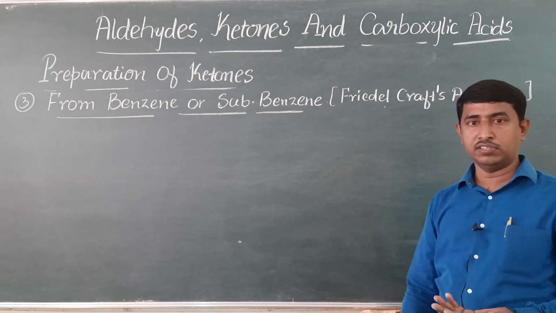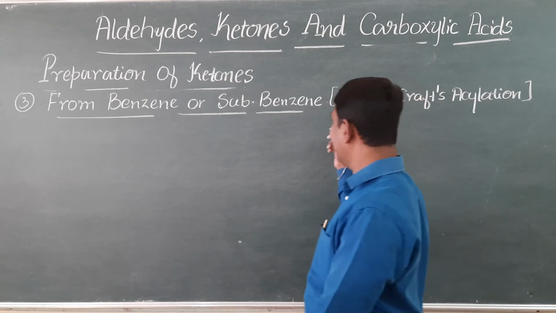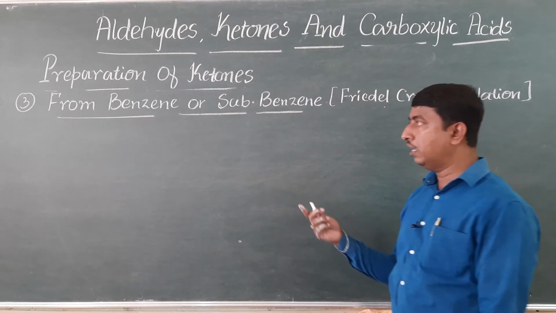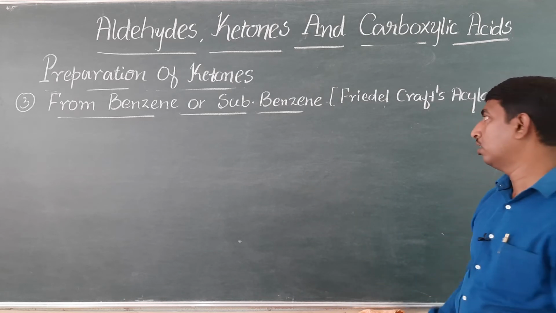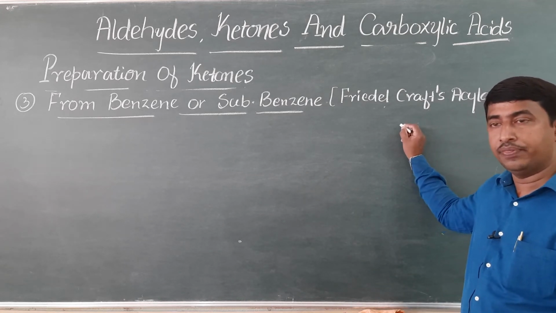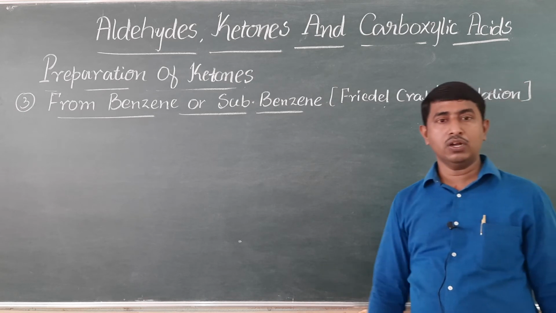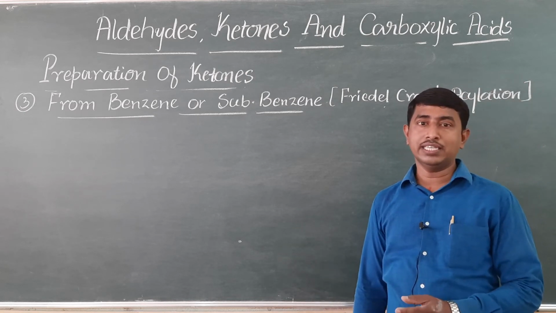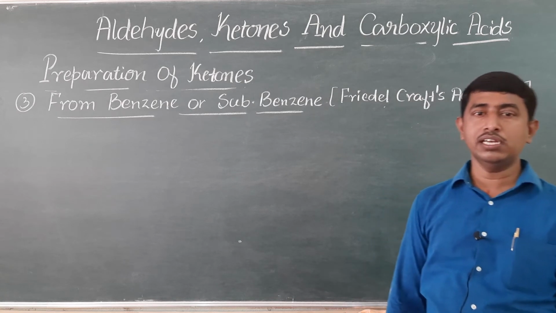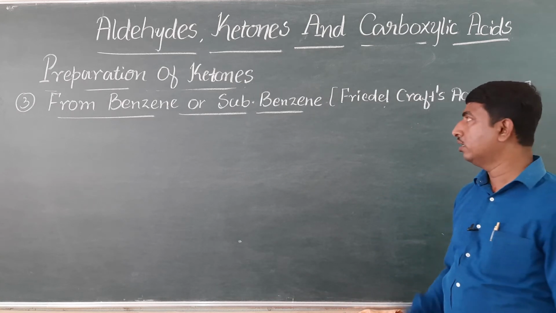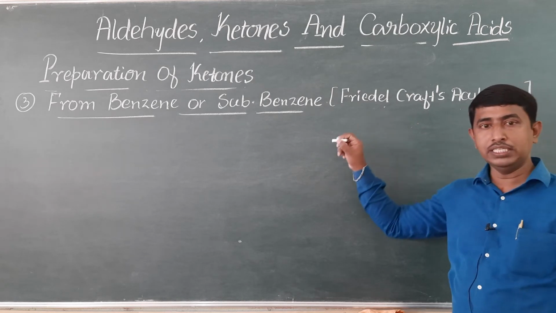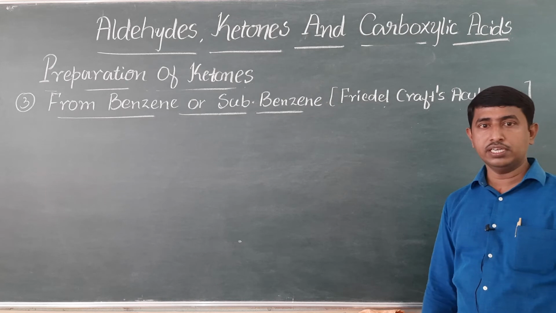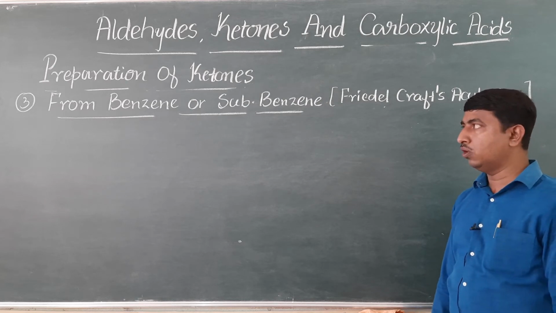Now what is Friedel-Crafts acylation? For benzene it can be explained like this. Benzene, when treated with acyl chloride, because we are carrying out acylation, so it is necessary to add acyl chloride. If it is alkylation, we can add alkyl halide. Here it is acylation, so benzene is treated with acyl chloride.